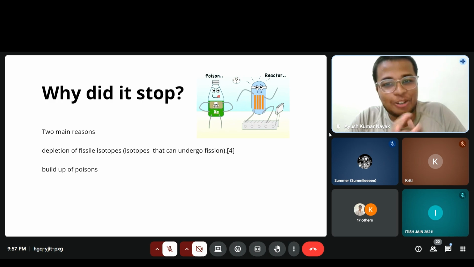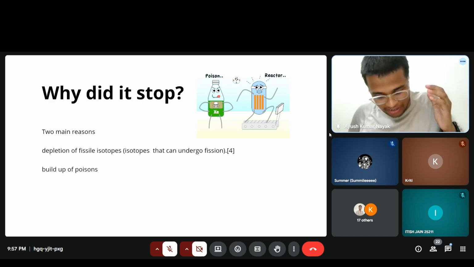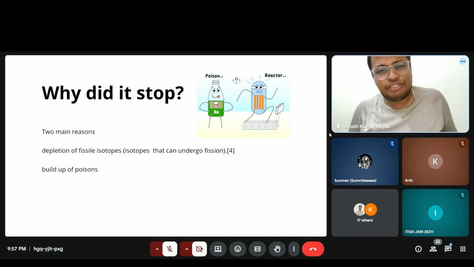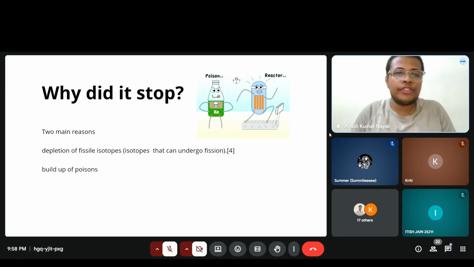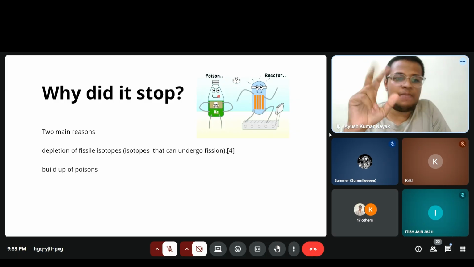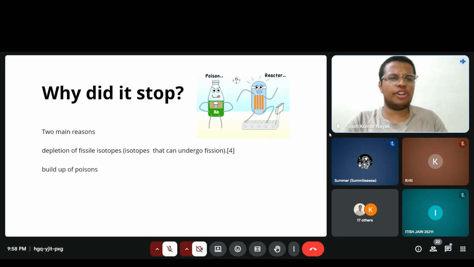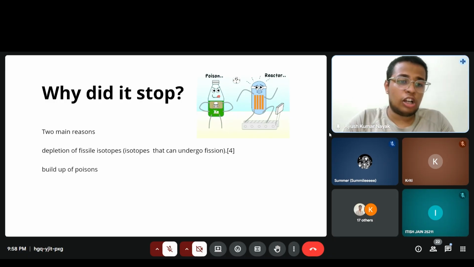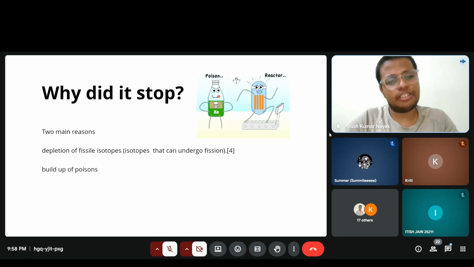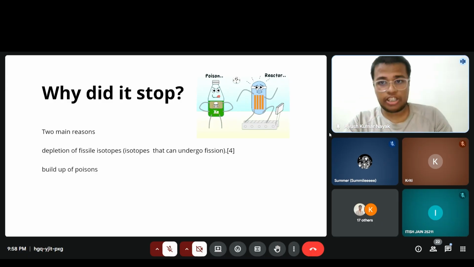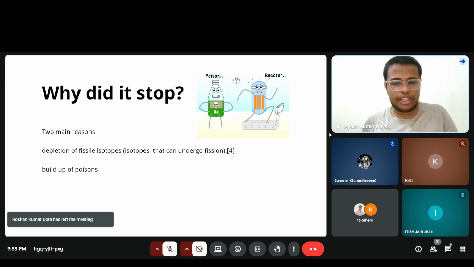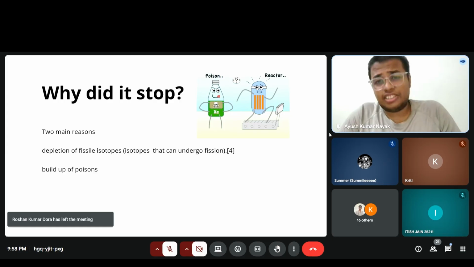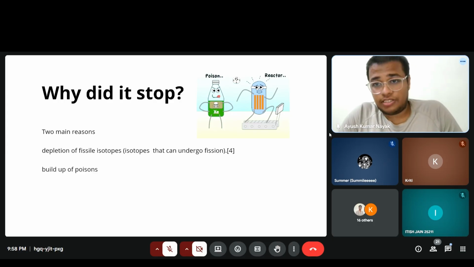So why did it stop? Why did it stop after 150,000 years? There are two reasons. First, the concentration of uranium 235. Actually, not only uranium 235, there were other fissile isotopes, that is, isotopes that can undergo fission. They can also contribute to the chain reaction. Their concentration started to decrease. And the second reason is the buildup of poisons.